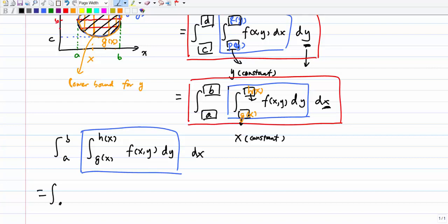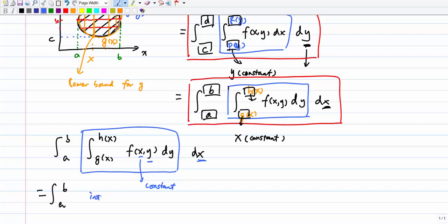For the inside, you consider x to be a constant. Sorry, I said y, but I should have said x. This one is constant, so whatever comes here is constant. You consider x to be constant and only treat the integrand as a function of y. You just integrate over y.